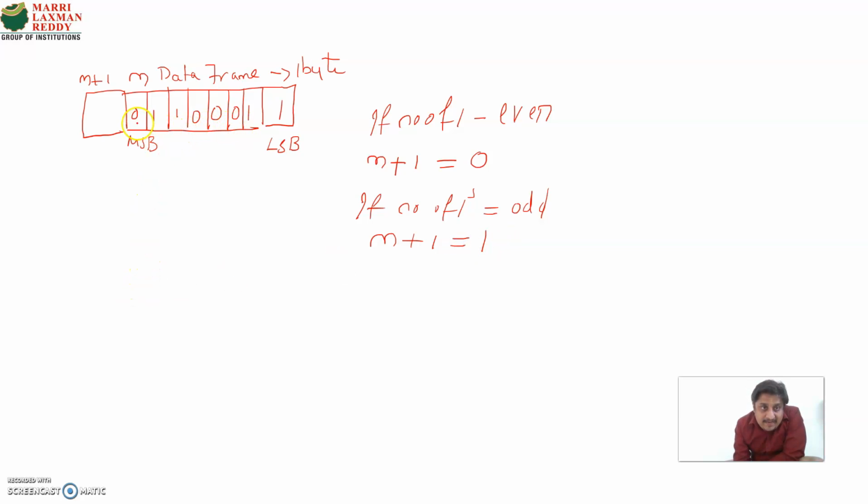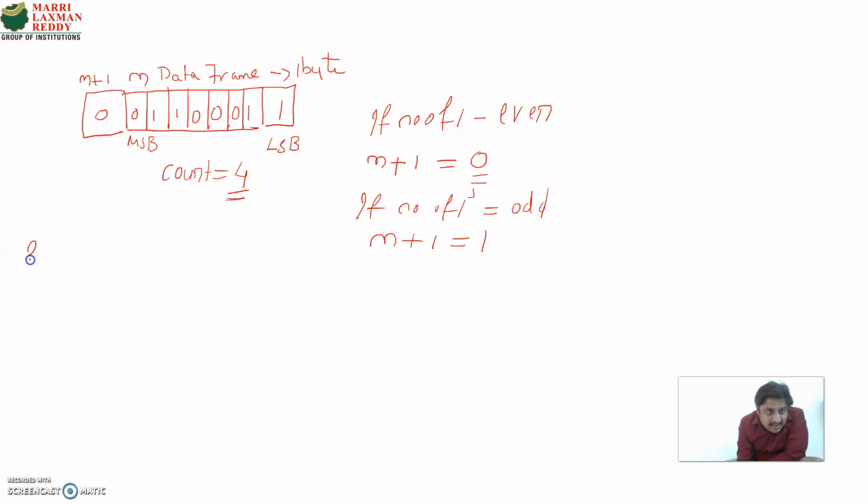So in our case, if this is the data frame, let's count the number of ones. The count is equal to 4, which is even. So when it is even, at the position of M plus 1, we will be adding 0.